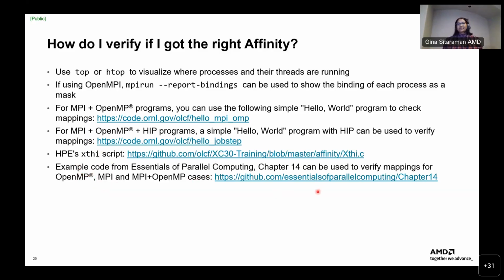And we have a GitHub repo to go get those examples and use them.